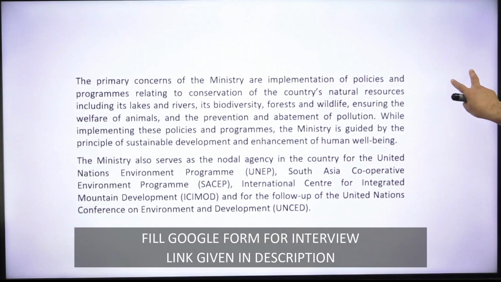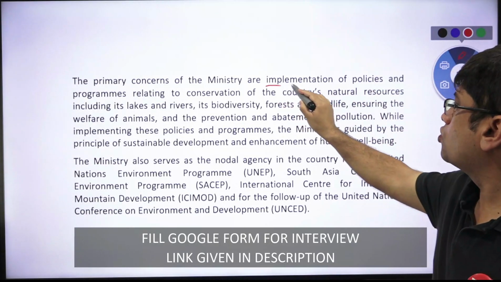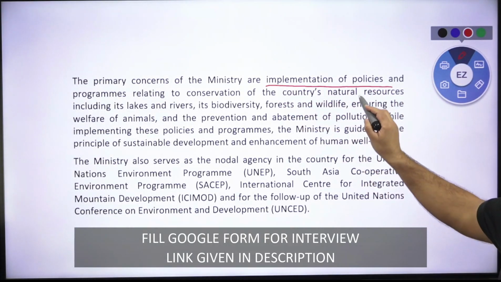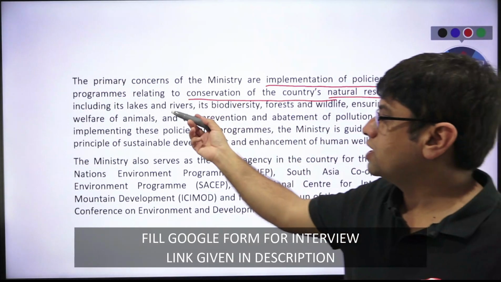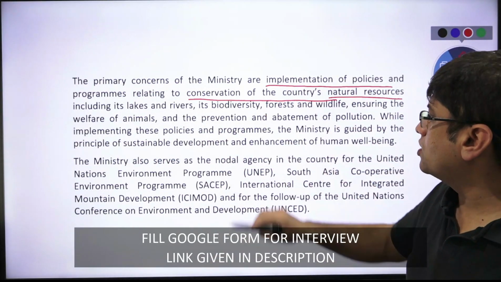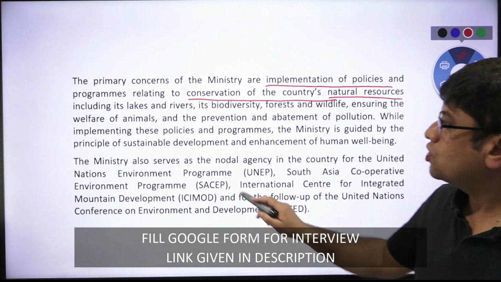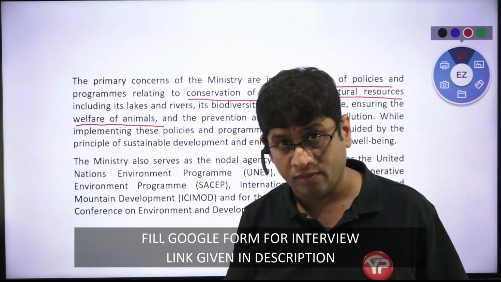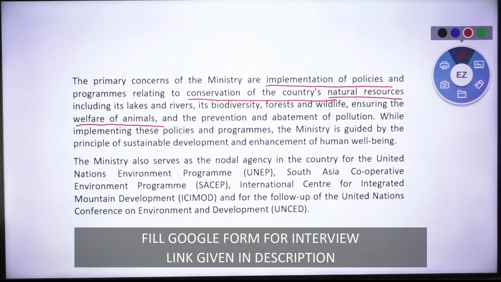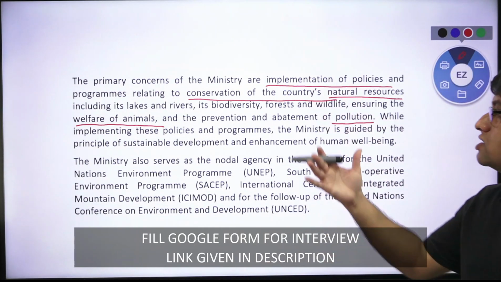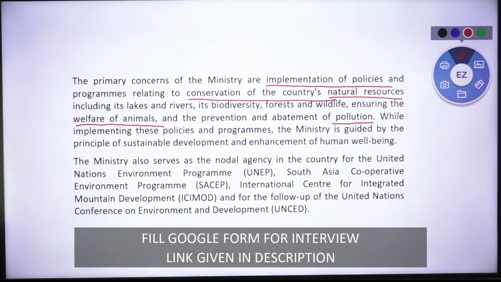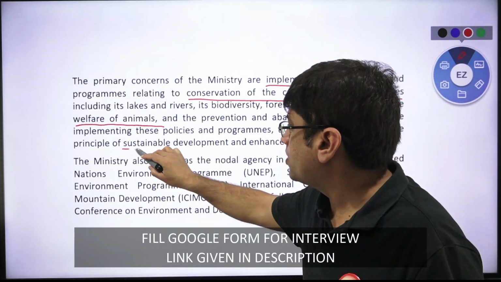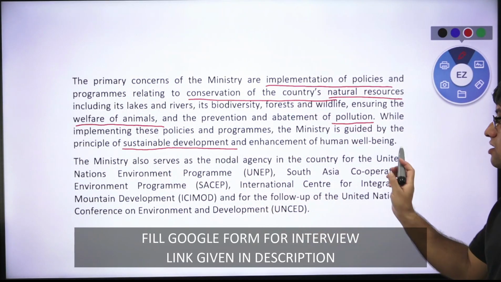Now, the primary concern of this ministry is implementation. As I told you, implementation of policies and programs related to conservation of natural resources. These are the functions. Conservation of natural resources, including lakes and rivers. Second, biodiversity, forest, wildlife, ensuring the welfare of animals, flora and fauna. You understand? Animal also, forest also. Prevention and abatement of pollution. So what we are talking about: natural resources should be conserved, flora and fauna, biodiversity, welfare of animals, pollution has to be controlled, all these things. And this is basically by the principle of sustainable development and enhancing human well-being.